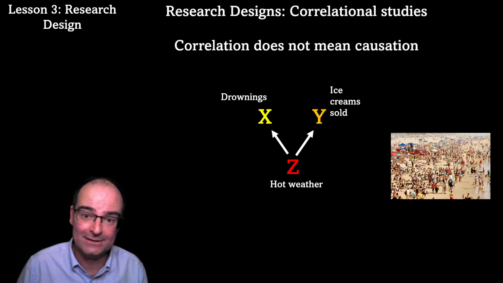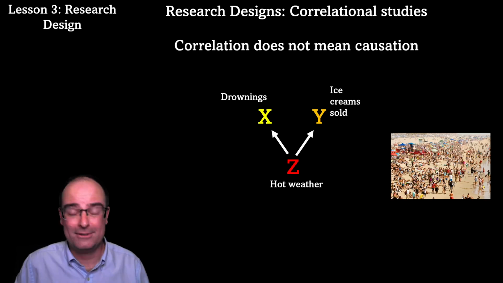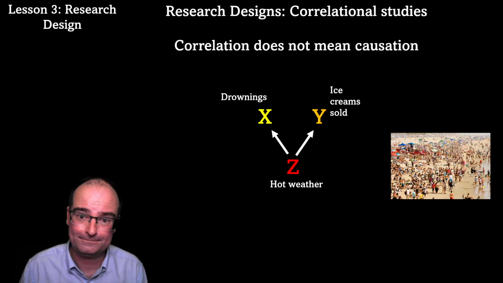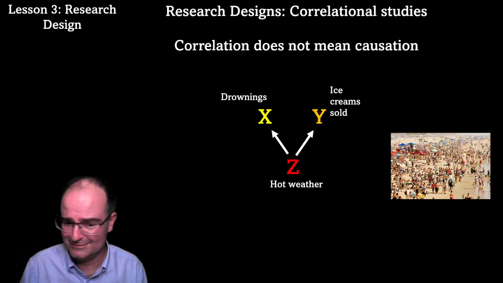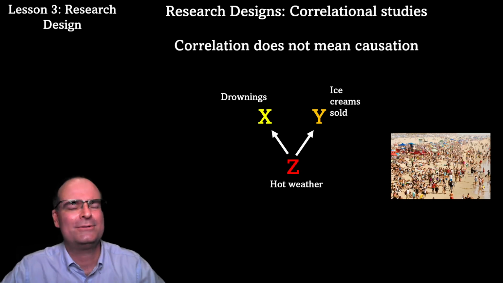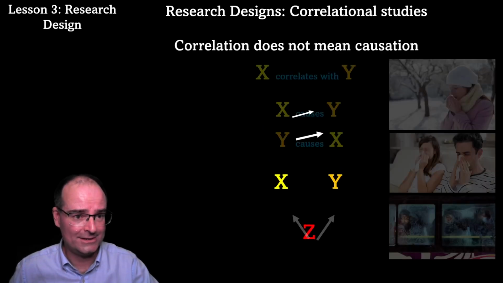Z causes X. And when it's hot, more ice creams are sold. When it's cold, not so many people swim, not so many people drown. When it's cold, not so many people buy ice creams. Except my 4-year-old, who can order an ice cream in winter for some bizarre reason. Must be the sugar. So you can see the correlation between X and Y is not a causal relationship at all. I'll give you another example.